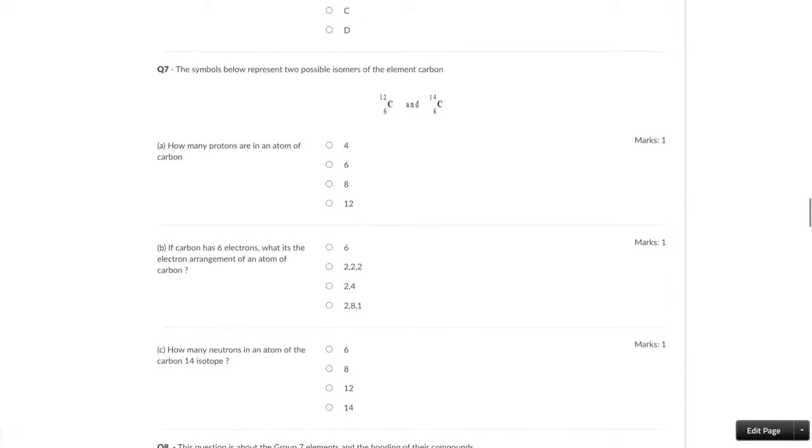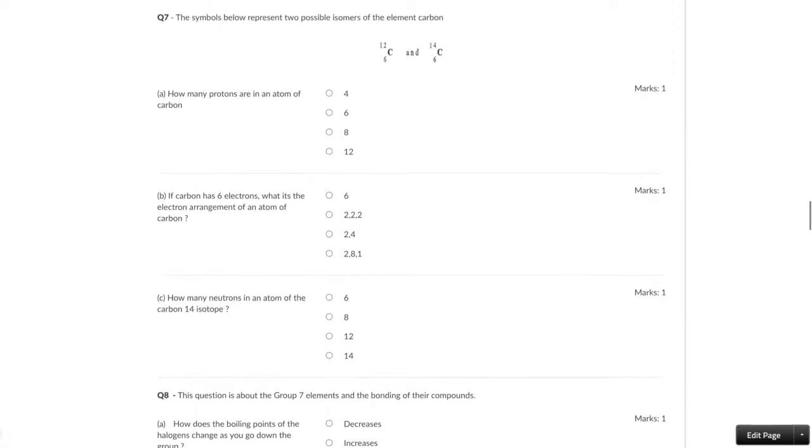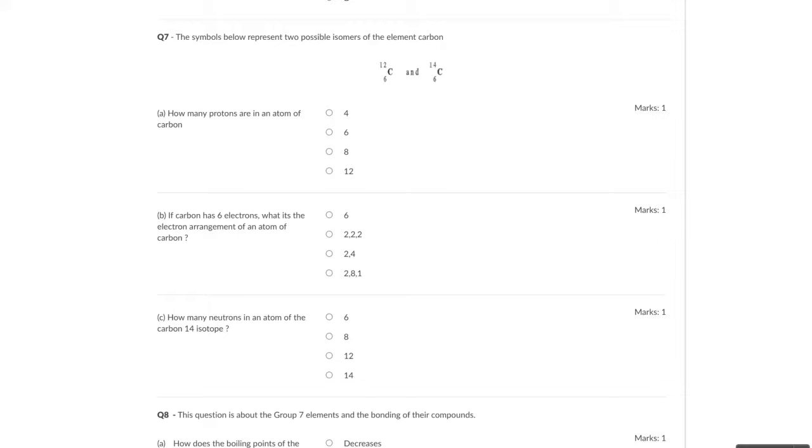And then we go into question 7 with a little bit more specificity about a specific element. In this case, it's carbon and 2 possible isotopes of carbon, one of which is carbon 12, the other being carbon 14. It's asking us how many protons are in an atom of carbon. So we've got the atomic number, the bottom here, which is 6, and we've got the mass number here, which is 12, and in this one it's 14.